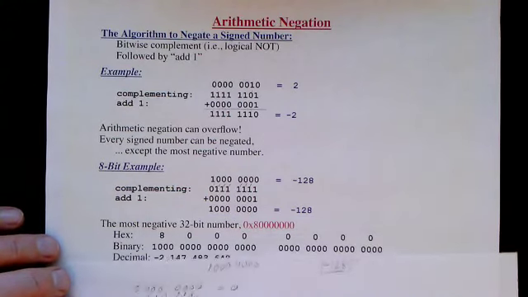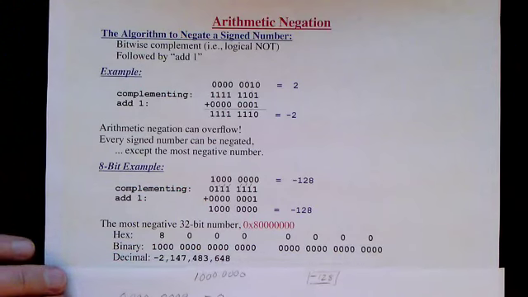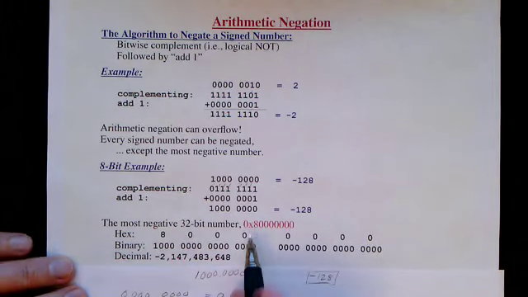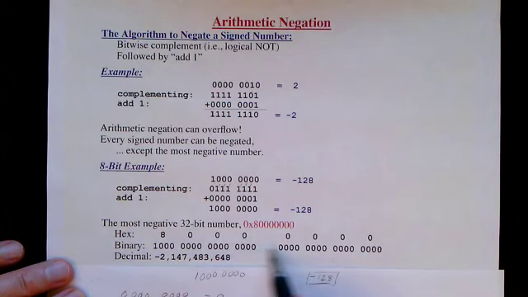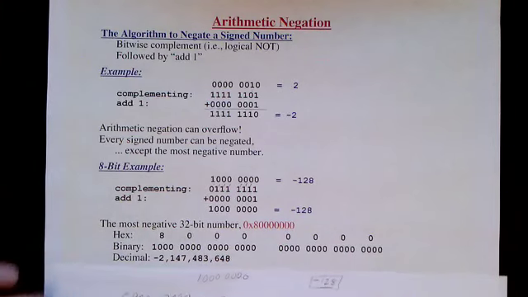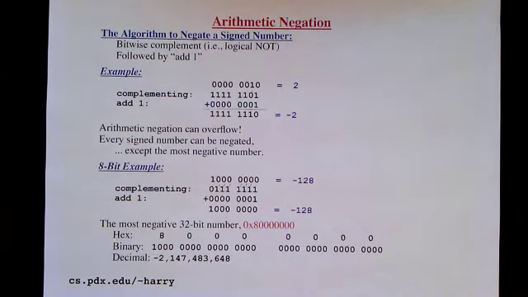Now, this is also true with larger numbers. So here's an example of 32 bits. Okay, our most negative number is a 1 followed by all zeros. Expressed in hex, that's an 8 followed by all zeros. That's the most negative number. And in decimal, it's this minus 2 billion number ending in 8. And if you try to negate that, it will remain unchanged.